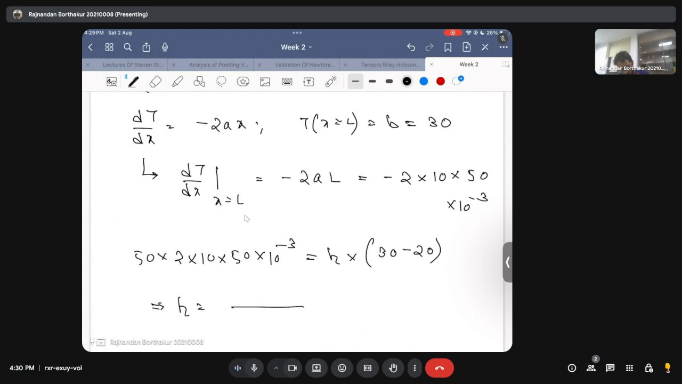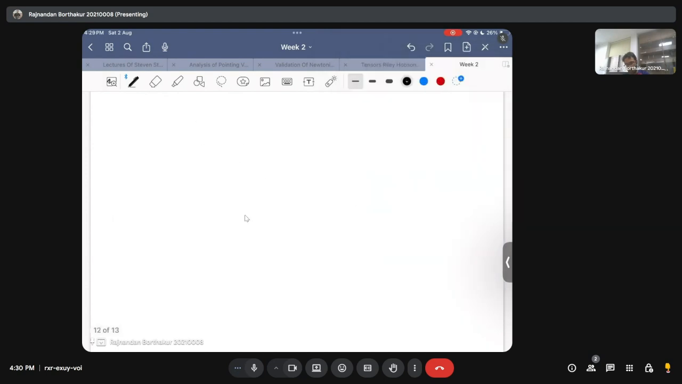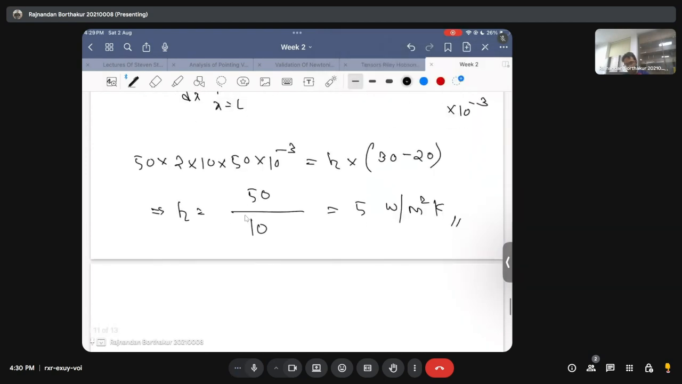so if you do this, 50 into 2 is 100. So let's calculate this. 50 into 2 is what? 100. 100 into 10 is 1000. This 1000, this 1000, and this 10 to the power 3 would get cancelled, meaning that this would be just 50 by 10, which means it will be just 5 watt per meter square Kelvin. And that precisely is the value of your heat transfer coefficient. That's exactly what your heat transfer coefficient is.